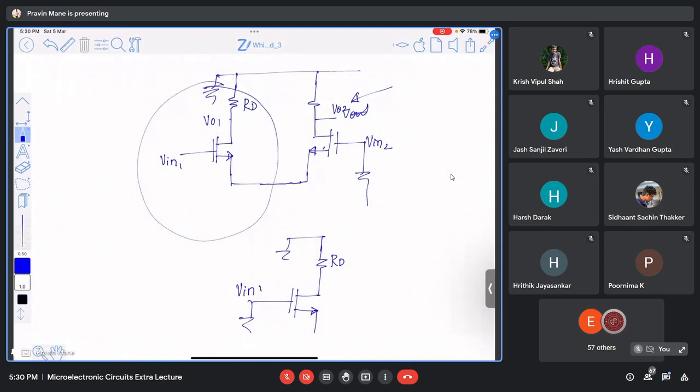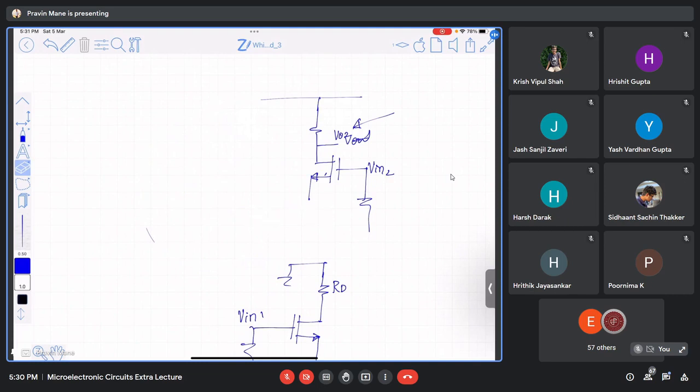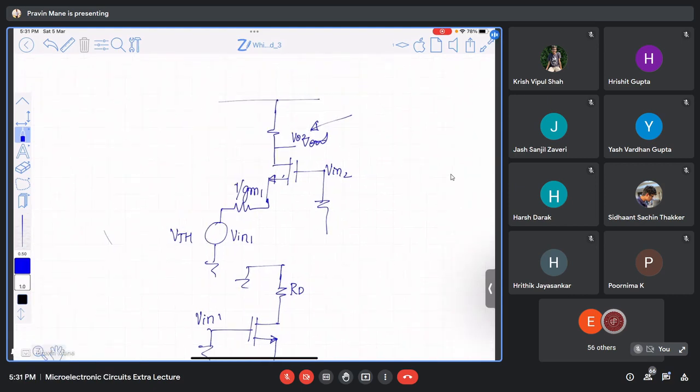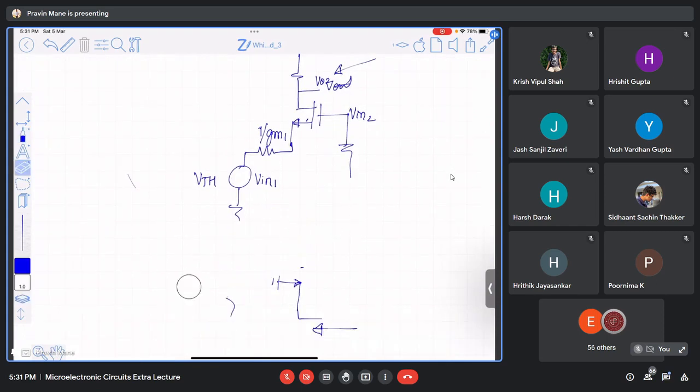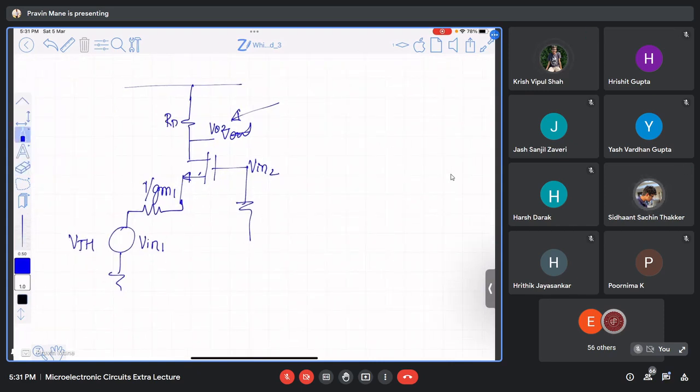So I will now replace this whole circuit by its Thevenin's equivalent circuit. So I will delete this. So what is Thevenin's equivalent circuit? A resistance in series with a Thevenin's equivalent voltage. This is VTH, which is equal to Vin1, and RTH, which is equal to 1 by gm1. Now you tell me, what is this configuration? I want to find out Vo2. What is this configuration? Common gate. What is the resistance connected at the output? RD, right?